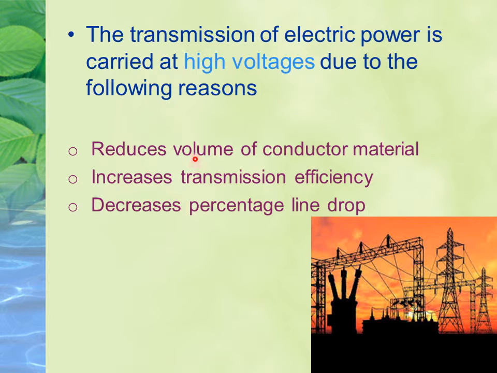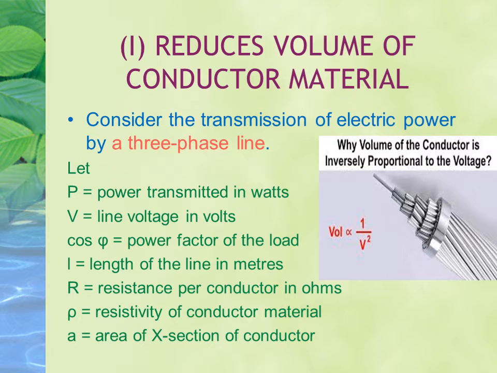The volume of conductor material required will be reduced, and then the transmission efficiency gets increased, and the percentage line drop gets decreased. Generally, for the transmission of electrical power, we prefer the material of the conductor to be copper or aluminium. As the cost of copper is higher, normally we prefer aluminium.